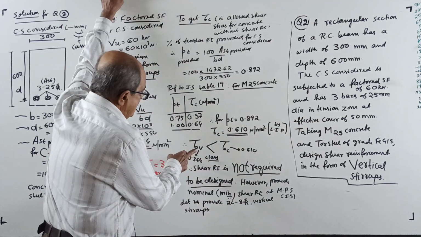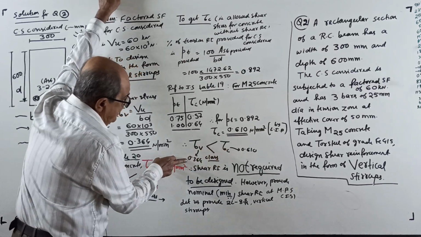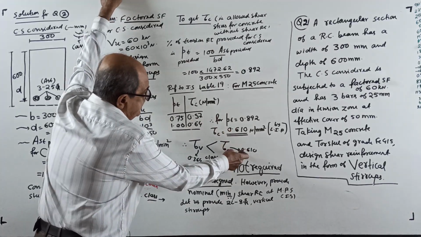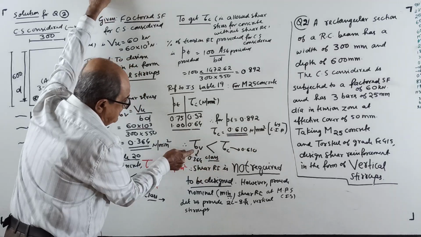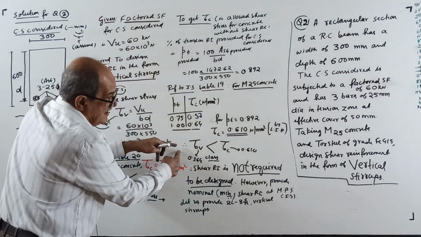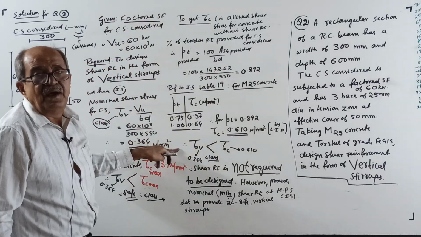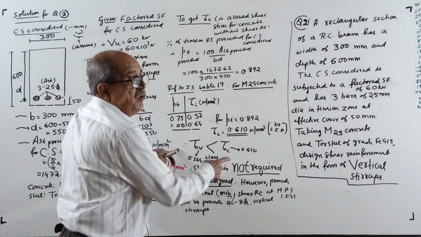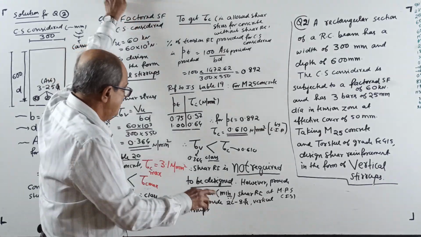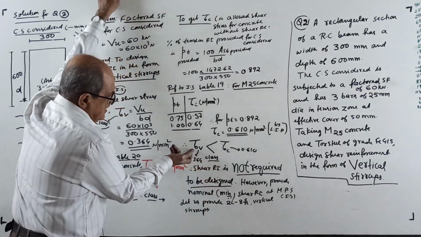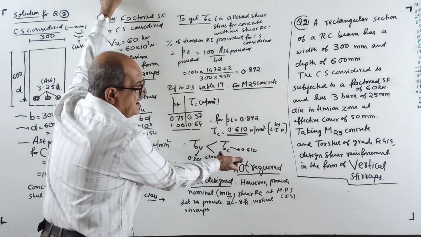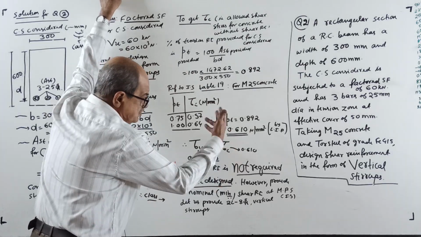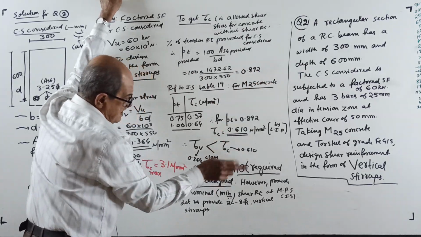Okay. Now, compare tau V with tau C. Tau V is 0.364, tau C is 0.610. Class means, right, shear stress to be resisted. Bill 80 rupees, money in the pocket 100 rupees. Oh, safe. Therefore, shear stress is within the limit of concrete. Shear reinforcement is not required to be designed.